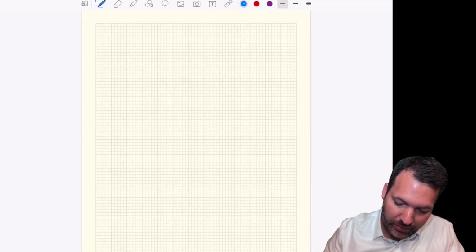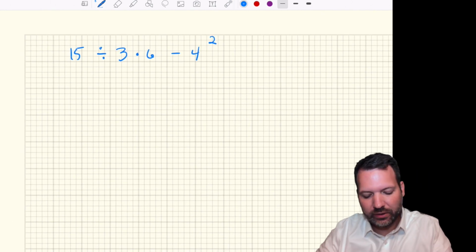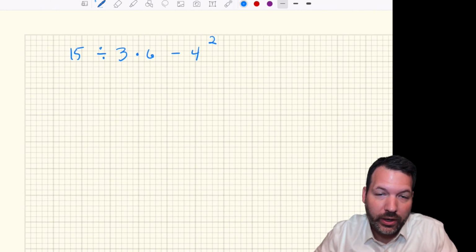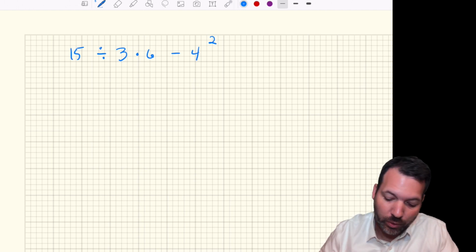What is order of operations? Let's say you had some expression like 15 divided by 3 times 6 minus 4 squared, and you wanted to evaluate that expression. You have a couple different options for what you can do.